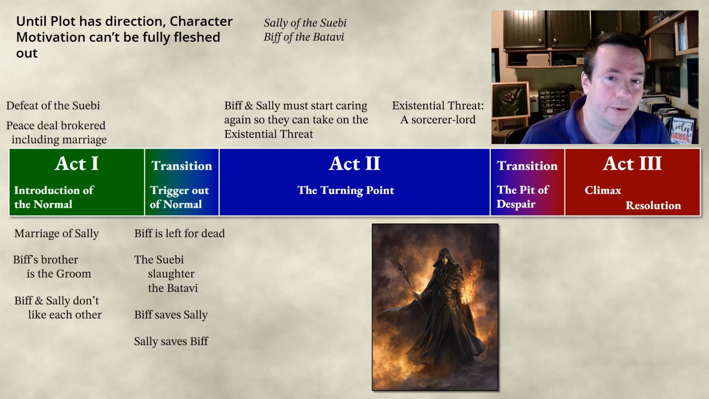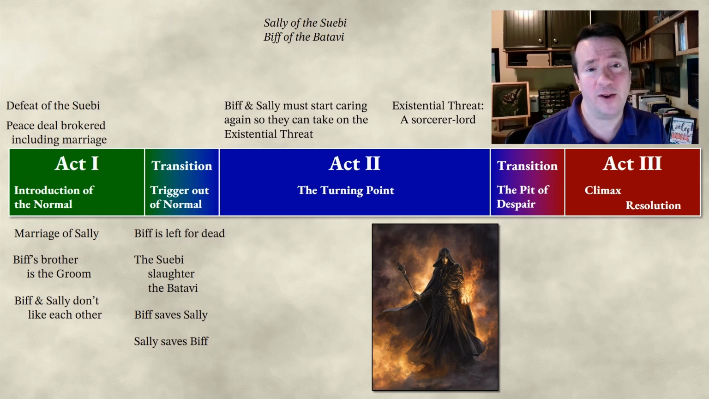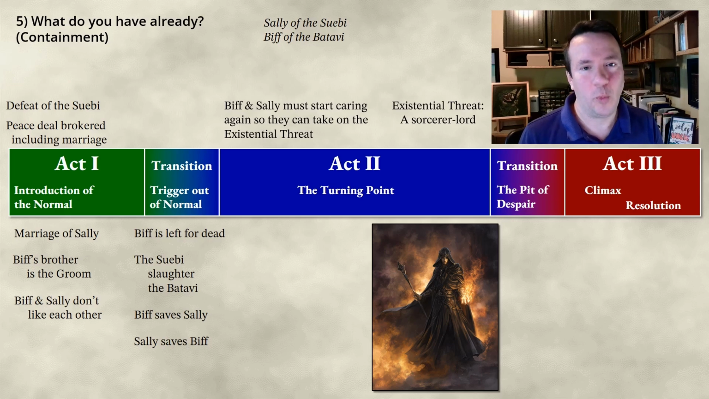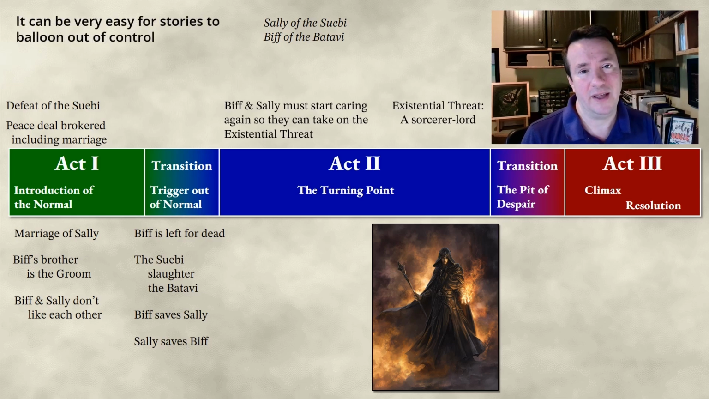Okay, so the fifth and final question in this troubleshooting segment is, what do you have already? Or to put it in a single word, containment. This last tip is kind of an inverse of all the others. It can be very easy, especially in genres like fantasy, that tend toward big, epic struggles against great powers bent on world domination, or world annihilation, to let a story balloon out of control to massive proportions.